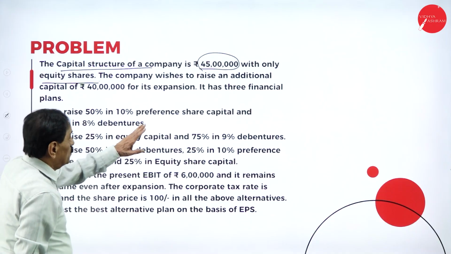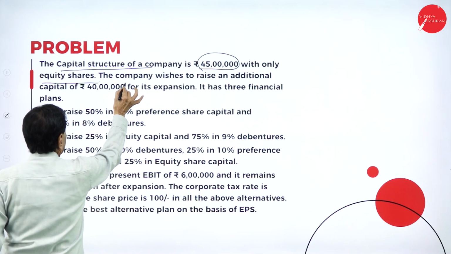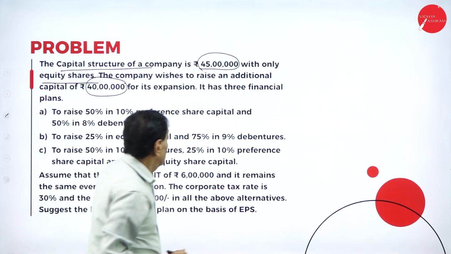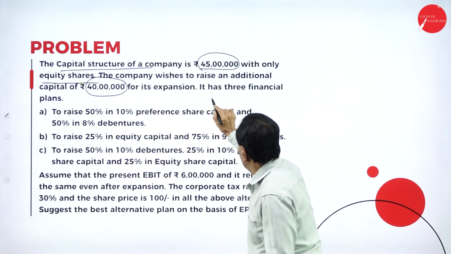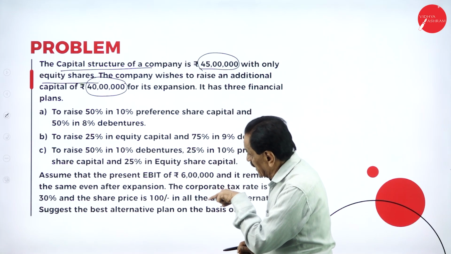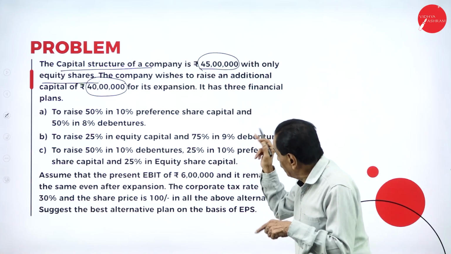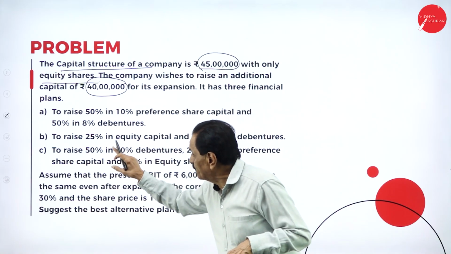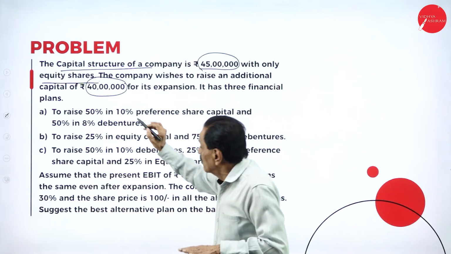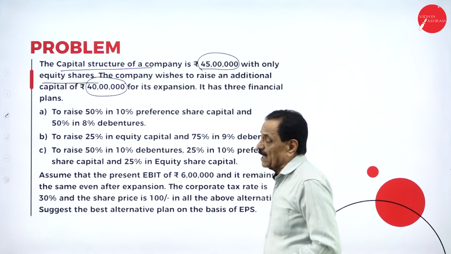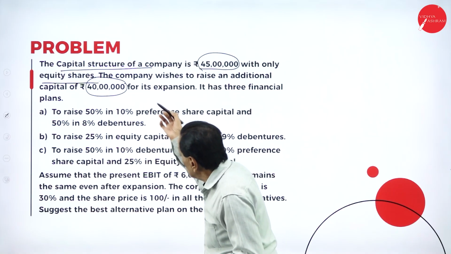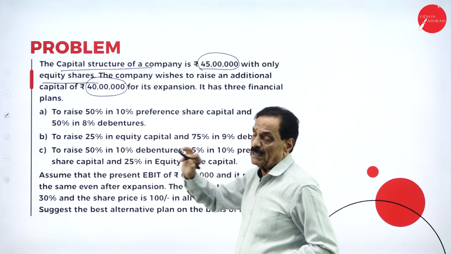The company wishes to raise an additional capital of rupees 40 lakh. This is important, this is additional. For its expansion, it has 3 financial plans: to raise 50% in 10% preference share capital and 50% in 8% debenture. How the 40 lakh have been made?